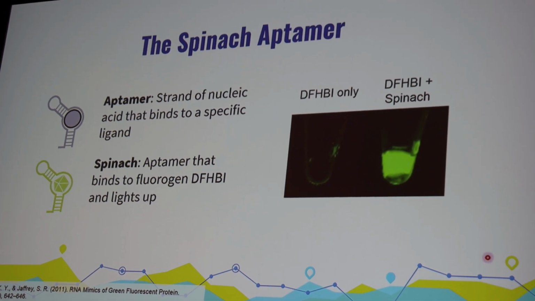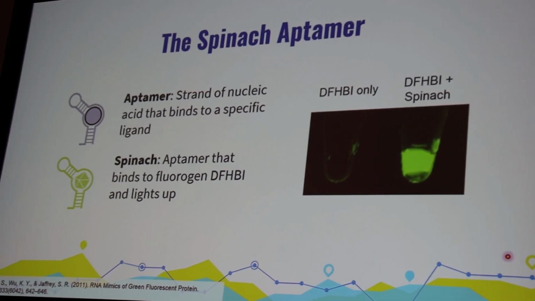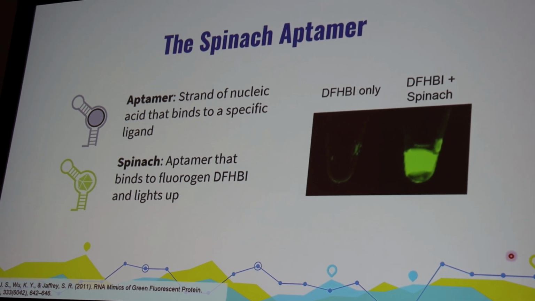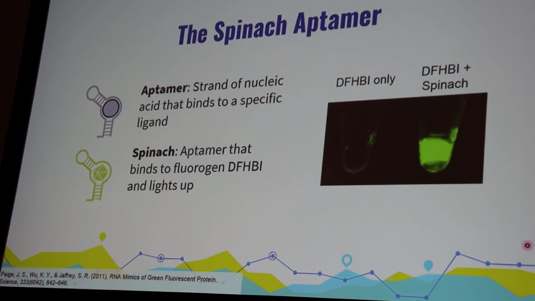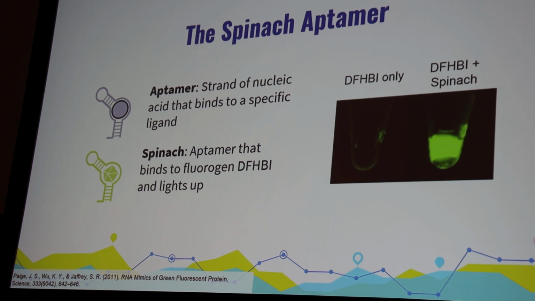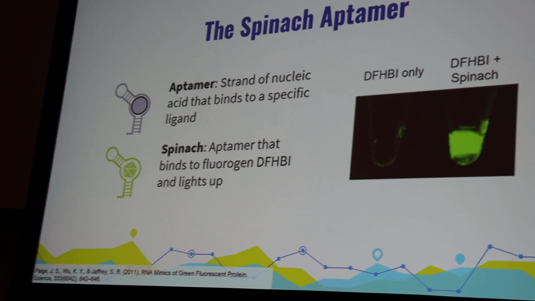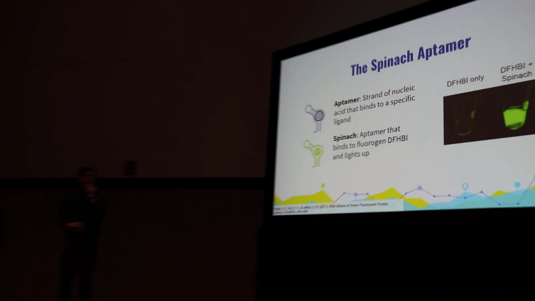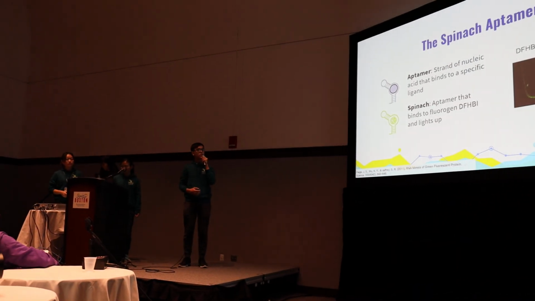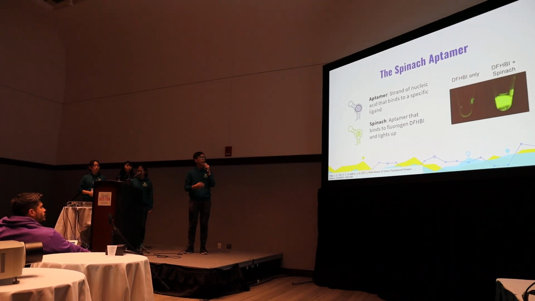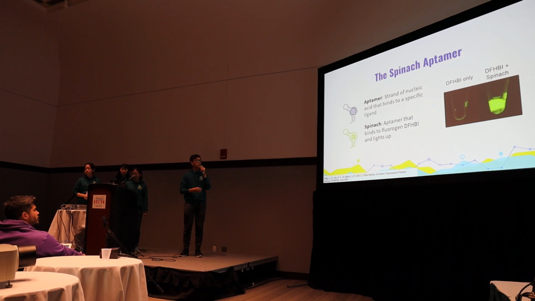And in this project here, the fluorescence comes from an aptamer called the spinach aptamer. Aptamer stands for a strand of nucleic acid that binds to a specific ligand, while the spinach aptamer binds to a small chemical called DFHBI, and when it binds to the chemical, it increases the fluorescence level by hundreds of fold, as you can see from the photo.